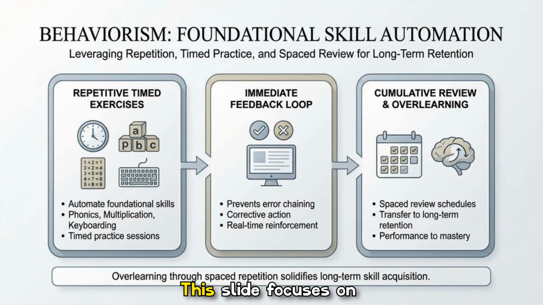This slide focuses on foundational skill automation using repetition, timed practice, and spaced review. The three-box flow shows repetitive timed exercises to build fluency, immediate feedback to prevent error chaining, and cumulative overlearning with spaced review to transfer skills to long-term memory. Practical examples include phonics, multiplication drills, and keyboarding, emphasizing that consistent practice plus real-time correction leads to mastery.